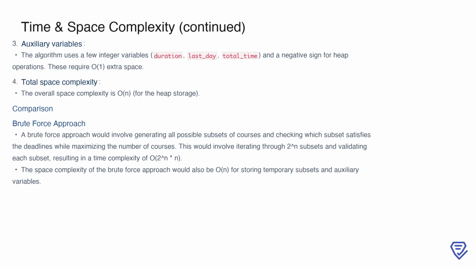To contrast this with a brute force approach, consider a method that generates all possible subsets of courses and checks each subset against the deadlines to determine the optimal solution. This approach would involve iterating through 2^n subsets, each requiring validation, leading to a time complexity of O(2^n * n). The brute force approach also requires O(n) space to store temporary subsets and auxiliary variables. Clearly, the optimized solution is far more efficient in terms of both time and space.